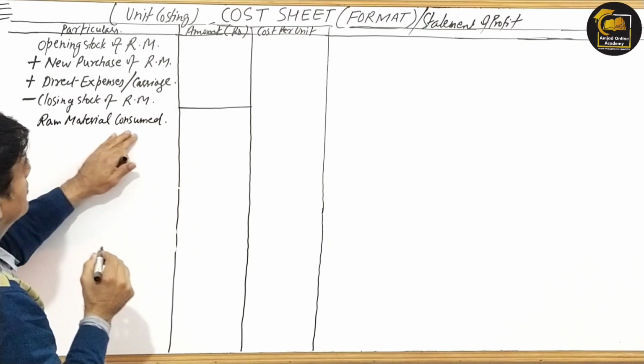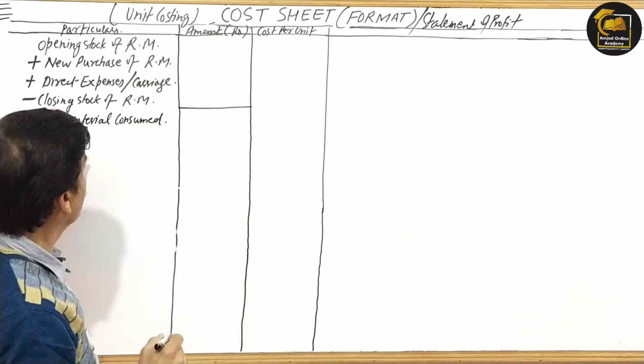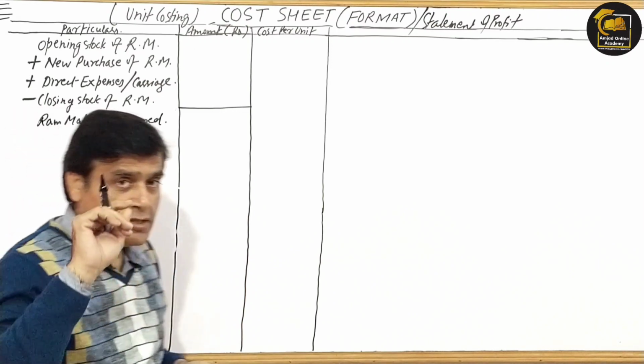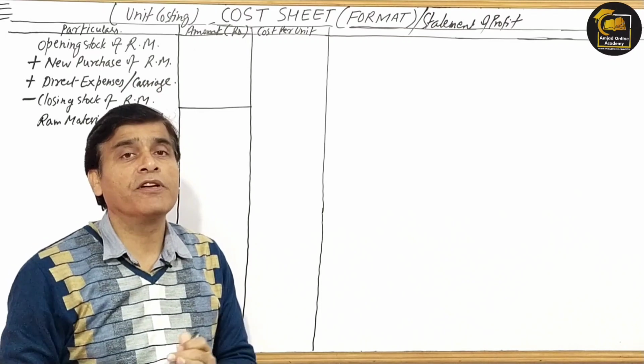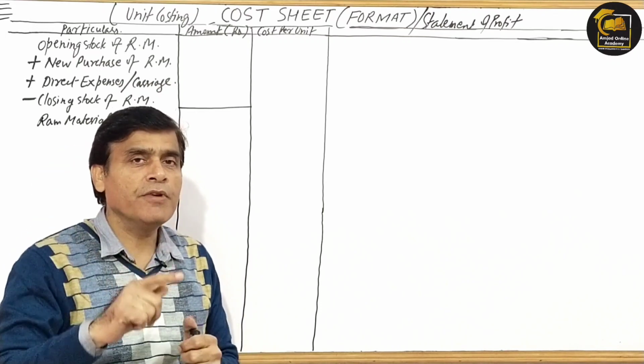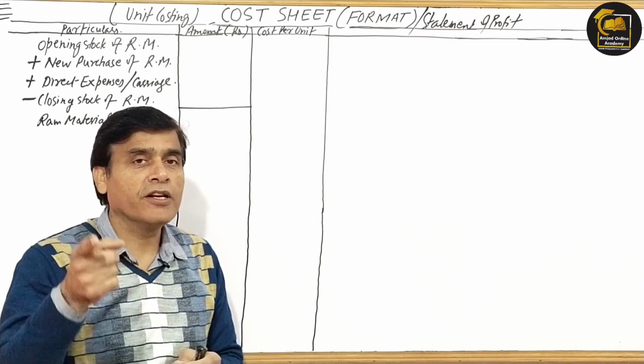This is the one heading. In short, it is known as RMC, raw material consumed. So it may come in your examination. Okay, what is the formula? What do you understand by the raw material consumed? Or it may be asked in the objective type of question. What is the formula of calculating raw material consumed?